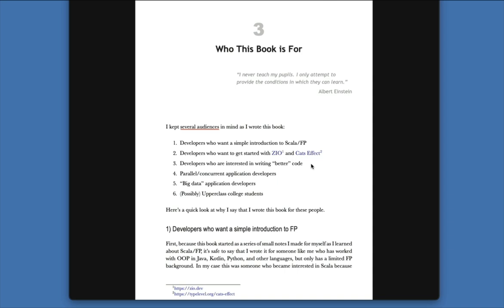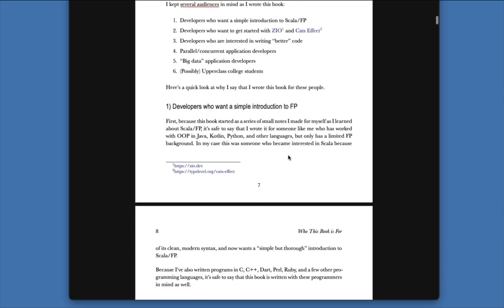A third audience is those who are interested in writing better code. And I'll take a look at what I mean by better code in just a few minutes. Parallel and concurrent application developers is another audience I had in mind, big data application developers. The sixth point I make is that this book might be more for upper class college students than it would be for freshmen and sophomores, but please bear in mind I haven't been in college in a long time. So let's take a little look at why I make those statements.